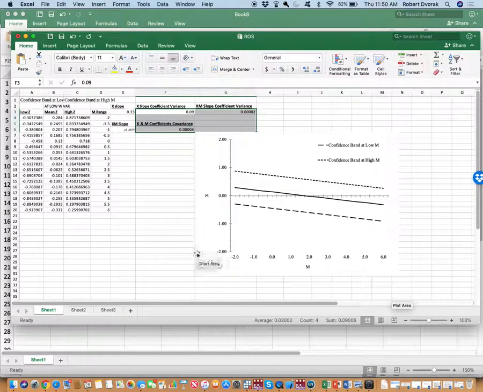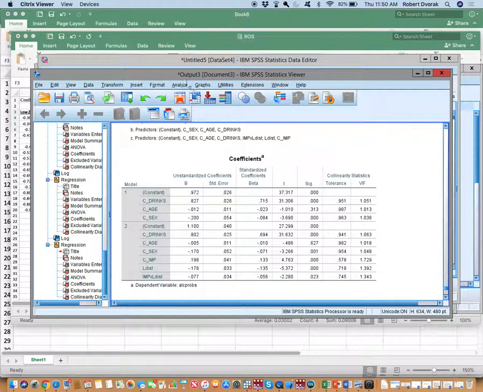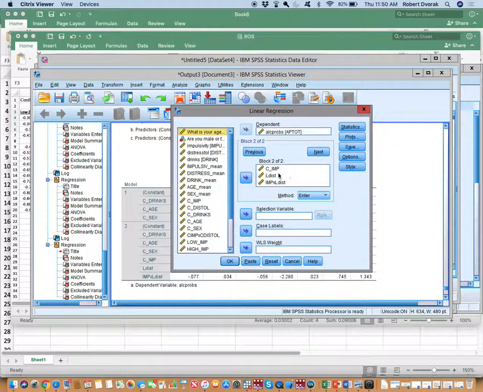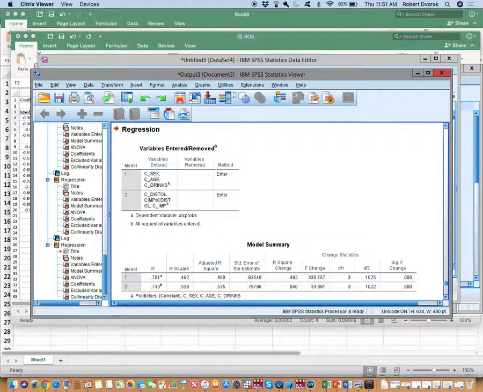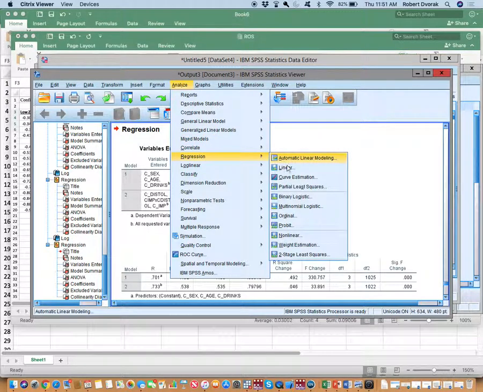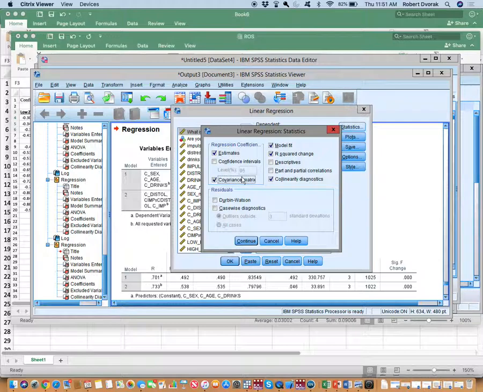calculating confidence bands. So let's flip back over and let's run our regression again. Analyze, regression, linear. And we're going to run the basic regression model. So centered impulsivity, centered distress tolerance, centered impulsivity by distress tolerance. We hit OK. Oops, I forgot to ask for something. Regression, linear, and in our statistics, we can ask for the covariance matrix.